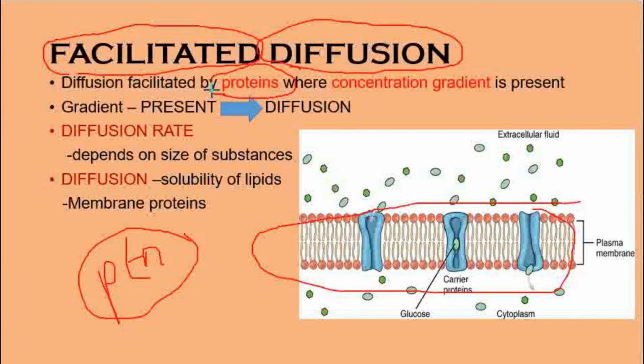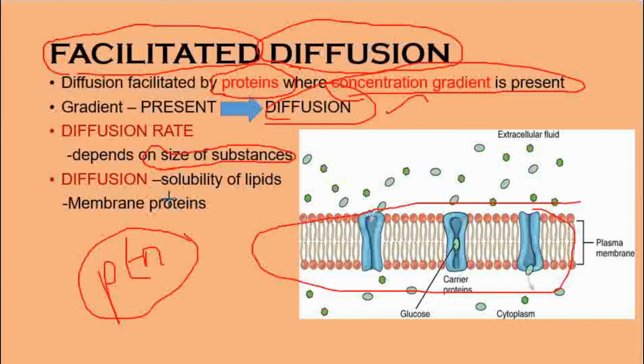So diffusion facilitated by proteins where concentration gradient is present. So that is important. Concentration gradient must always be present, then only diffusion occurs. Without concentration gradient you can't expect the diffusion to occur. And diffusion rate also depends on the size of the substances. So larger molecules diffuse less, smaller molecules get diffused more easily. So it also depends on the size of the substance.